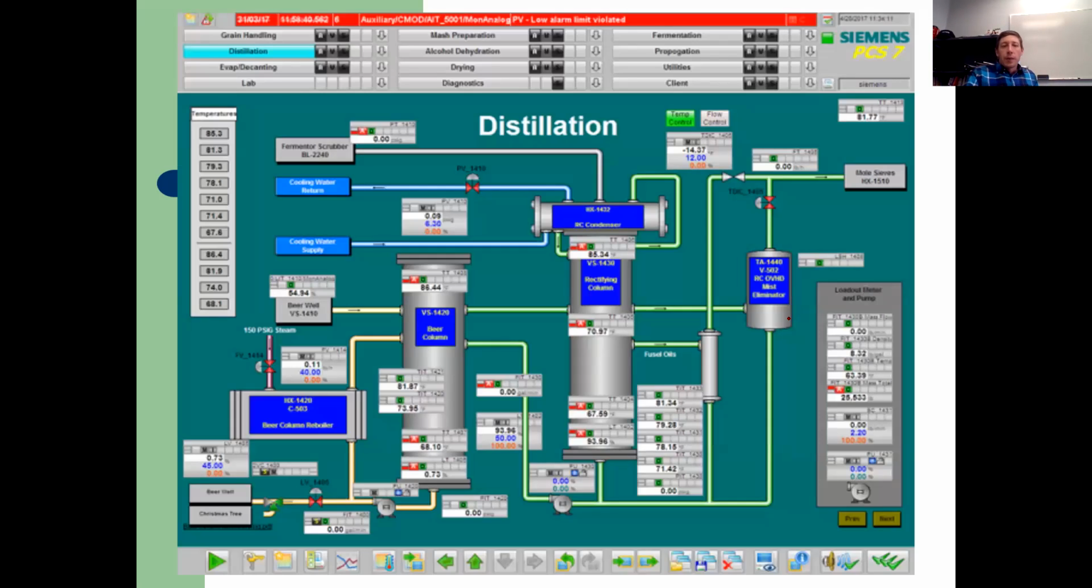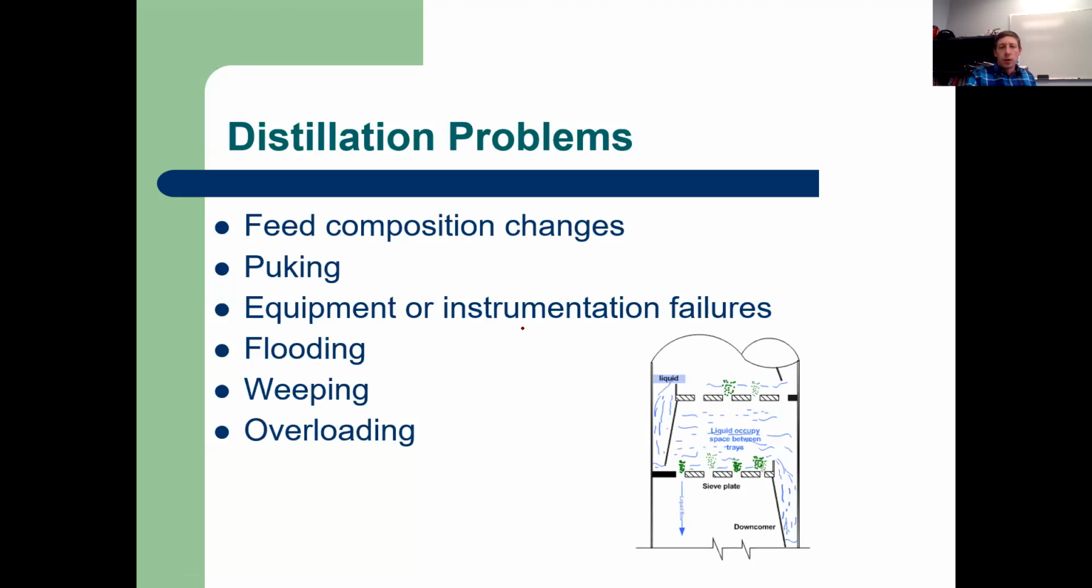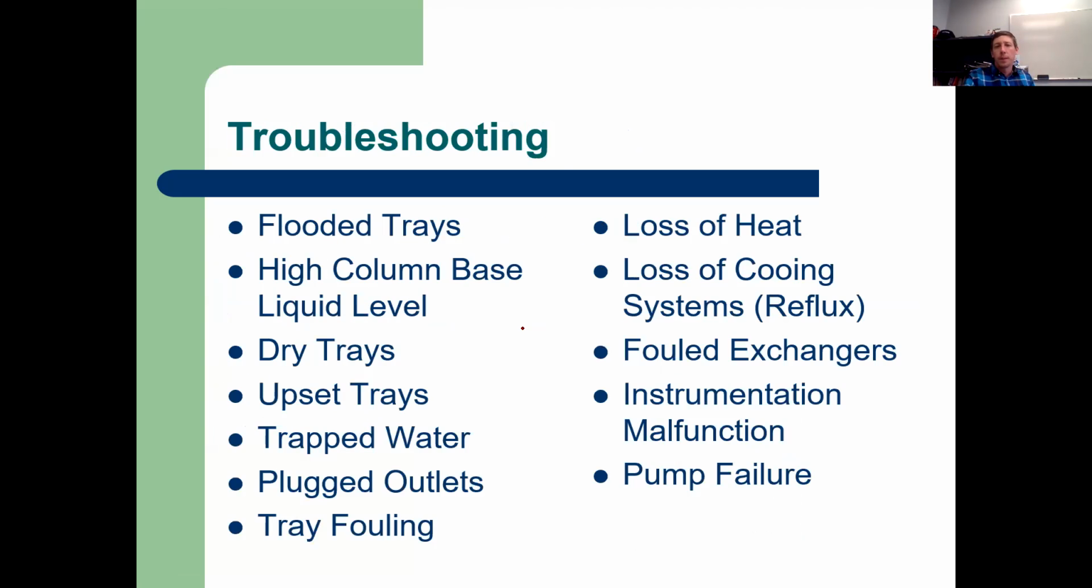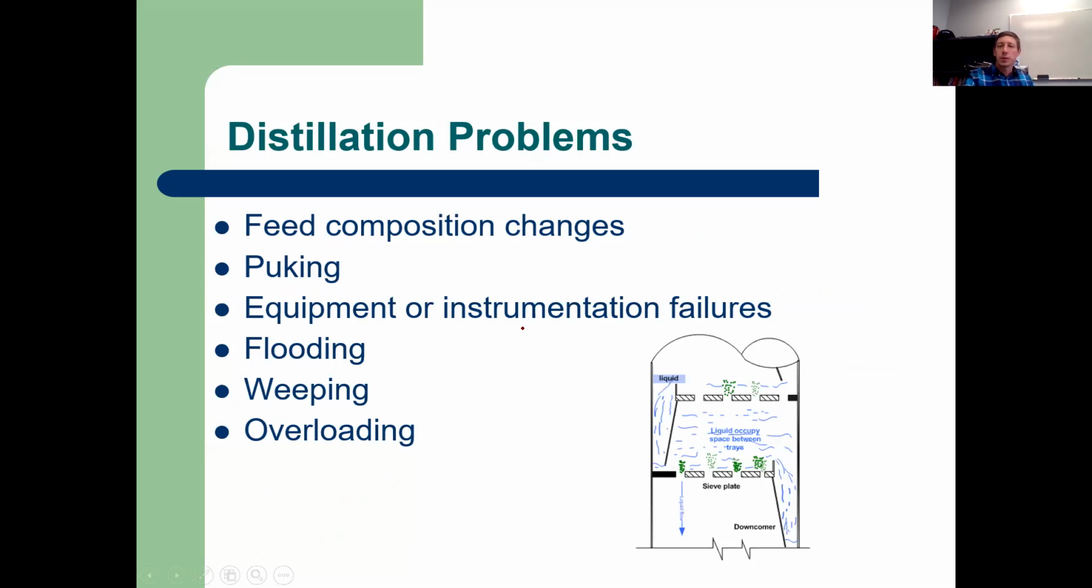This is what we looked at in the lab. We already looked at this already. Should look familiar to you. This is a distillation system that we saw already. And then that gets us into one of the last things, which is problems and troubleshooting and fixing distillation.